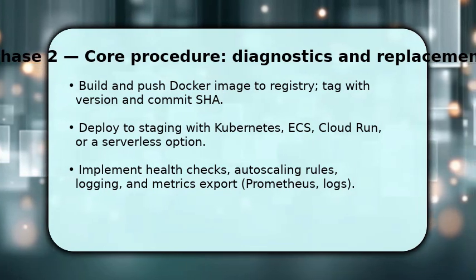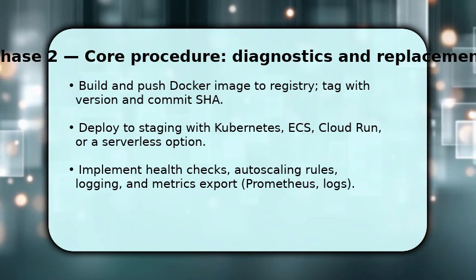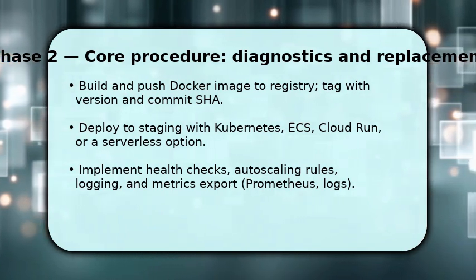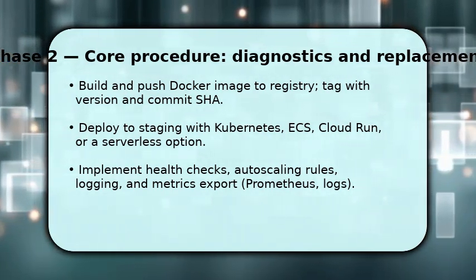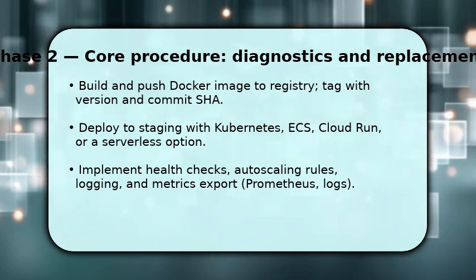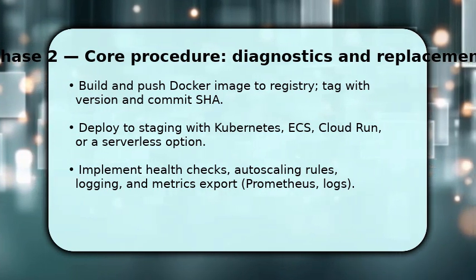Now deploy the packaged image to a staging cluster. Build and push the Docker image, tagging it with a version and commit SHA so you can trace changes. Then deploy to your chosen platform, Kubernetes, ECS, or a managed serverless runtime, and configure health checks and readiness probes.